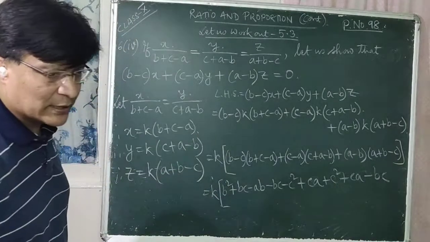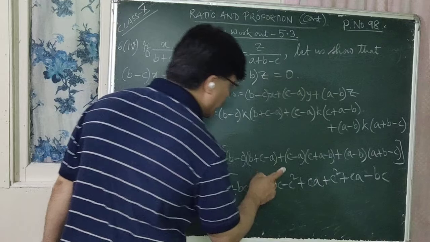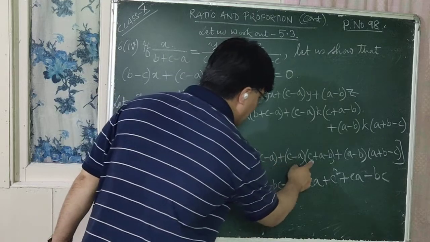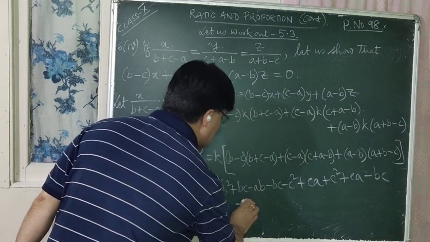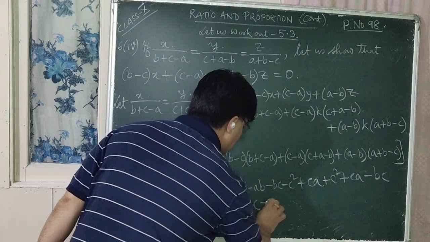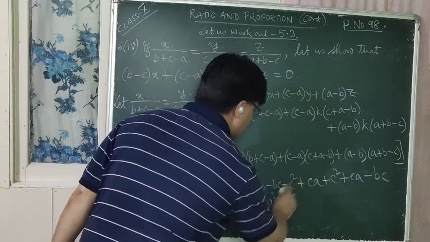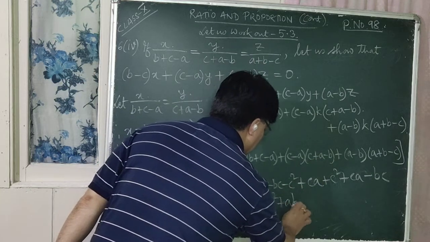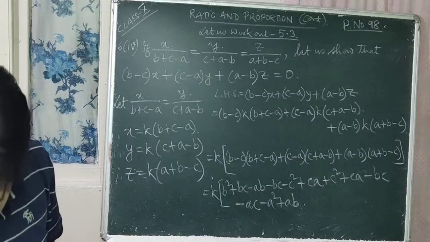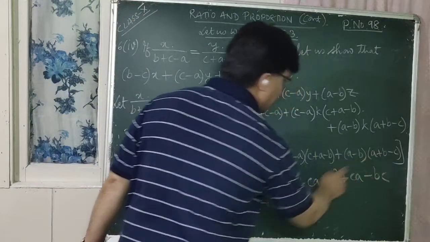Again there is no space there, so let us write it in the next step. Now we have to multiply by minus a. So minus a into c is minus ac, minus a square, and minus into minus is plus ab. Is that clear? So next, now we have to multiply these two factors again.